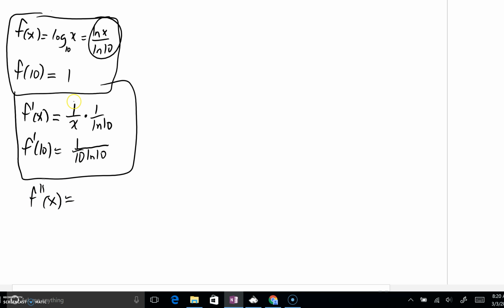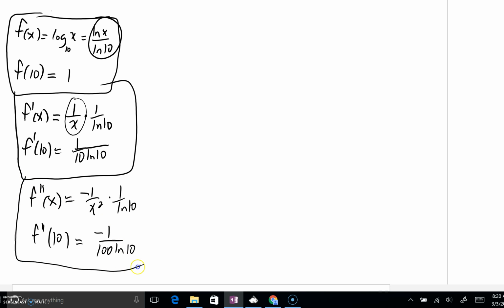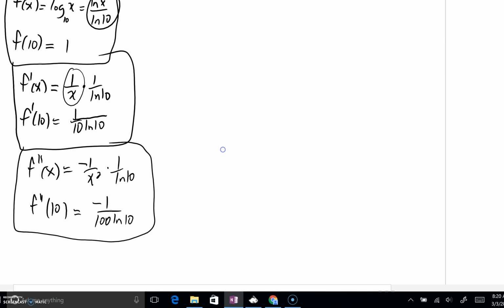We know that the derivative of 1 over x is negative 1 over x squared. And we still have this little constant of ln of 10 out there. So when we plug in our 10, 10 squared, of course, is 100. So we'd have negative 1 over 100 ln of 10. It's easy to stop here.